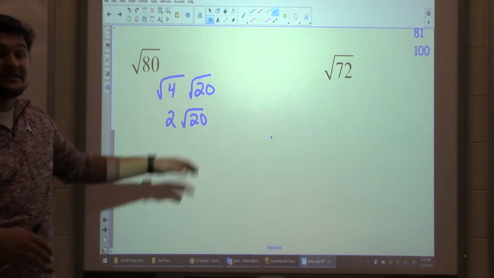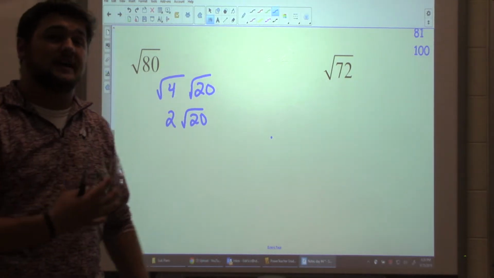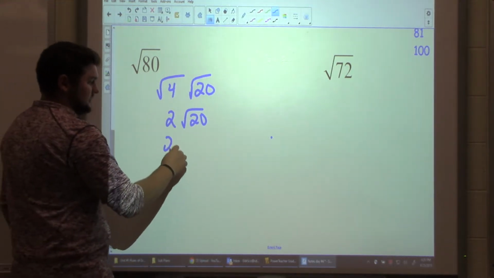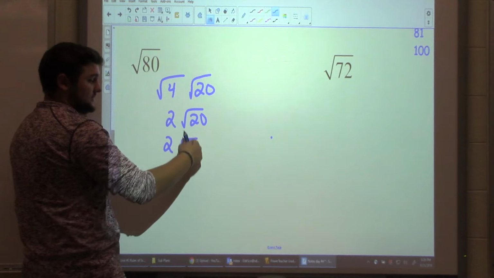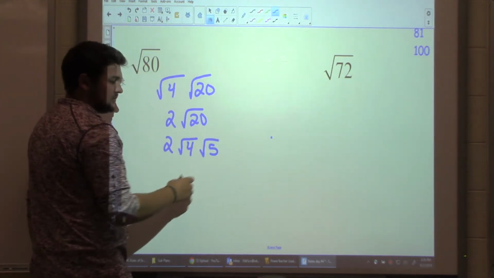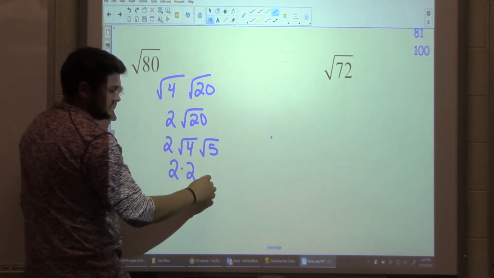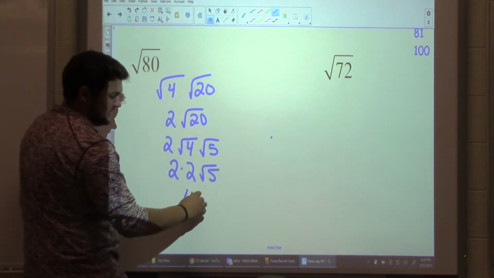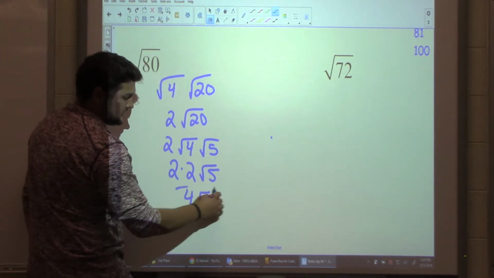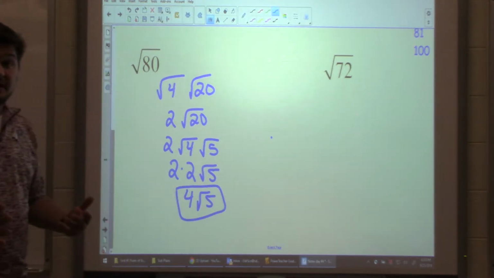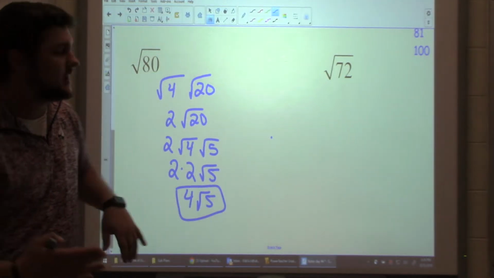I can notice I can still take a perfect square out of 20. It has a factor that's a perfect square. So now I'm going to do that. 4 comes out of it again, and 4 times 5 gives me 20. So now I get 2 times the square root of 5, which is 4 square roots of 5, and that's my final answer. So if you don't get the biggest perfect square the first time, that's fine.